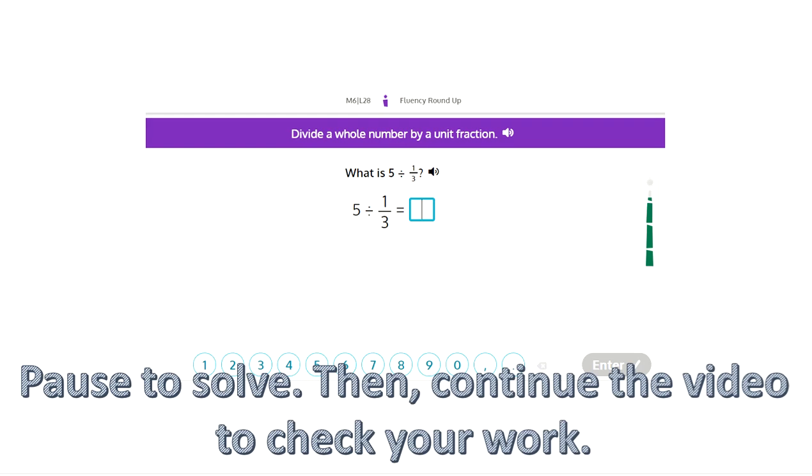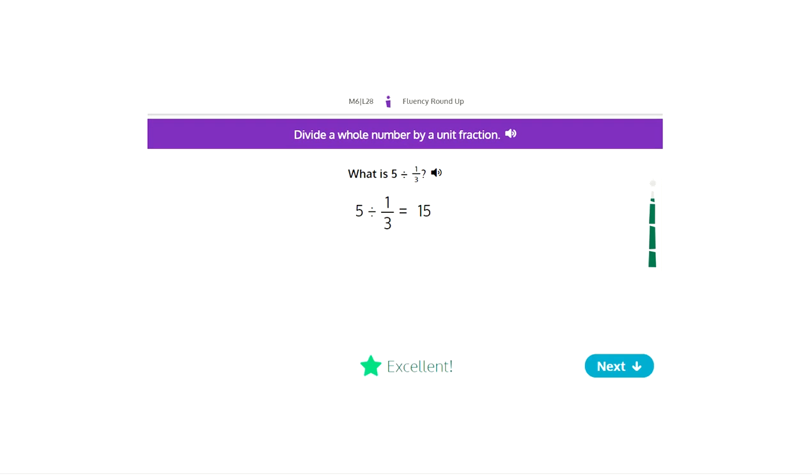Try another. 5 divided by 1/3. Choose your option, keep, change, flip, or mental math. Pause while you get your answer, and then continue the video to check your work. Oh, it is 15. Nice work.